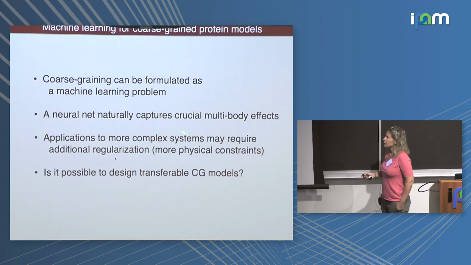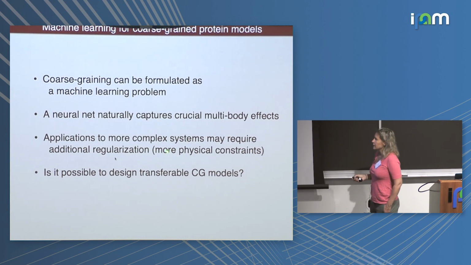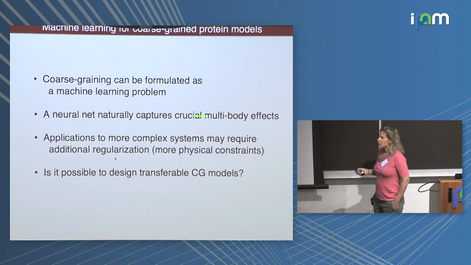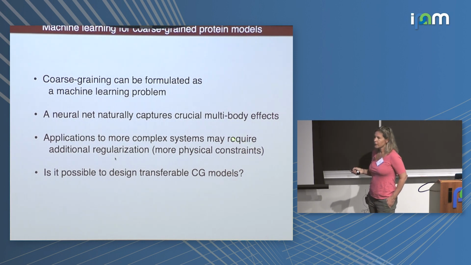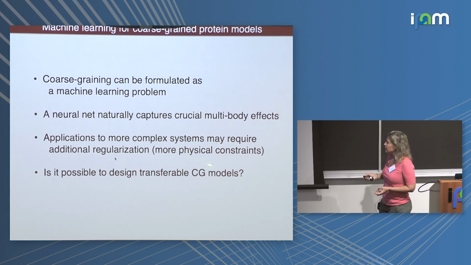So we think that this shows that the coarse graining can be formulated as a machine learning problem. And in particular, neural networks are crucial to capture multi-body effects because we don't have a functional form for it. What we would like to do now is to use the fact that we can capture this multi-body effect to try to understand what these multi-body effects are. This is a very challenging problem, but we are trying to work on it. And application to more complex systems may require more physical constraints, and we are working on this too.